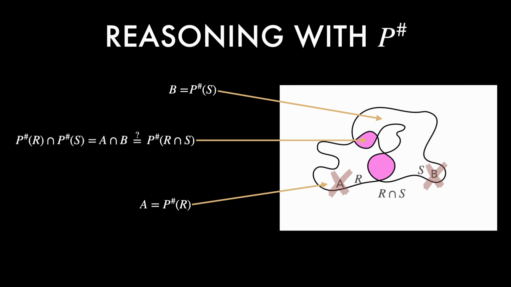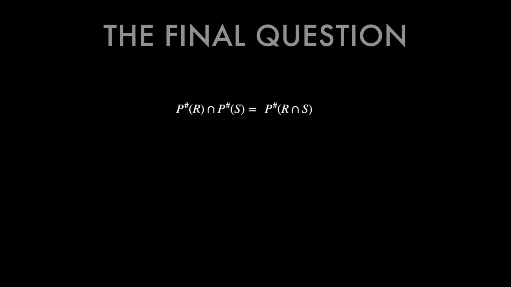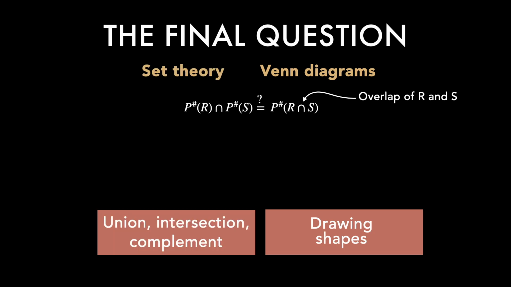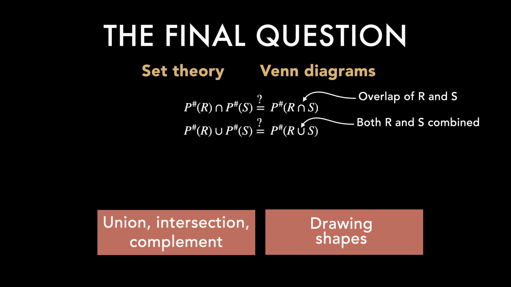So the question we are really asking is, does the preimage construction preserve intersections? Remember, the preimage transports drawings into set theory. So the first question we are asking is whether the preimage takes the overlap of R and S, and does it give you the intersection of the preimages? The next thing you can ask is, if you take two regions R and S and combine them, whether the preimage goes to the union of the preimages. And finally, we can ask, if you take everything outside a blob R, whether its preimage is the complement of the preimage.